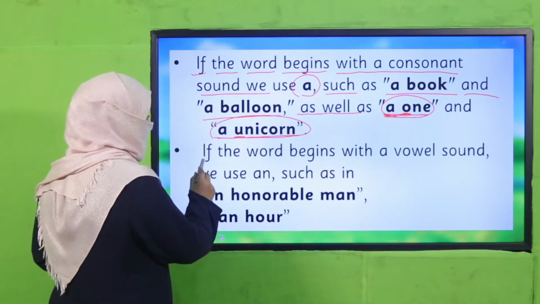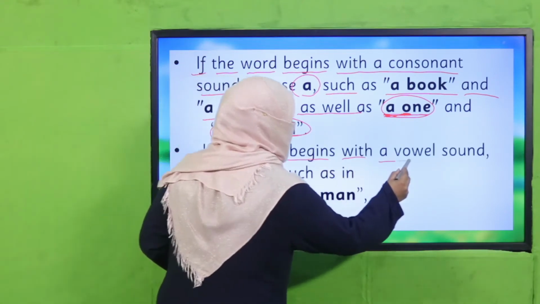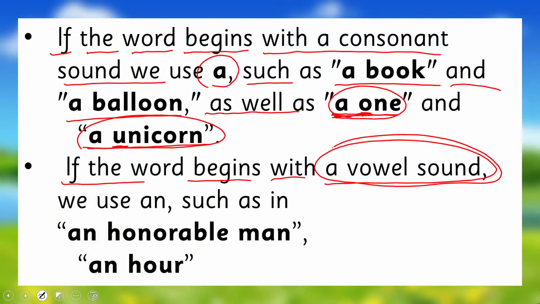In the second situation, if the word begins with a vowel sound, again, vowel sound, not vowel letter, we use an, such as, now you see in this word, the letter is H, but this consonant is mute here. It is a silent letter, and when we say this word, we don't pronounce this H. We start like honorable, because this is silent, and right after there is a vowel sound. It becomes a word starting with a vowel sound.